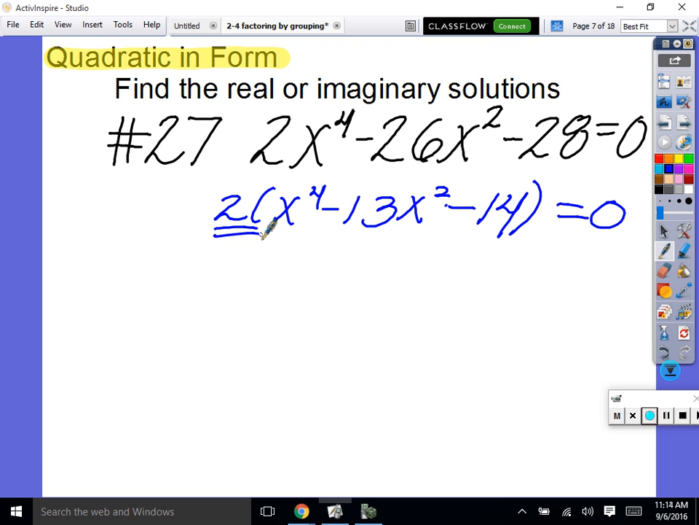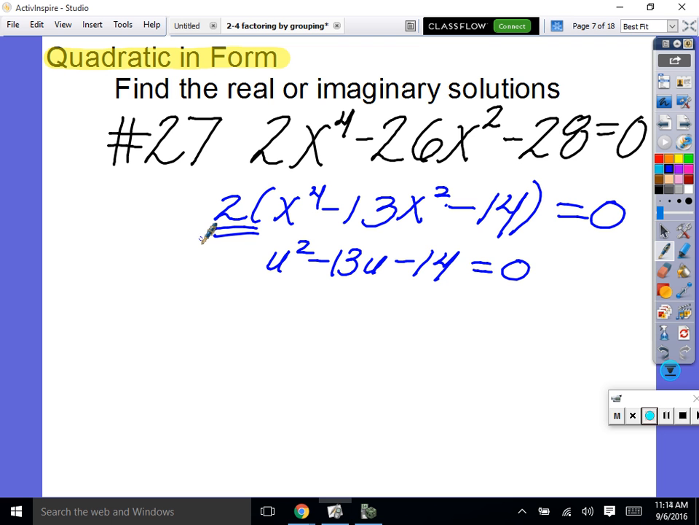There's 3 terms, nothing more in common. It's quadratic in form. So we have u squared minus 13u minus 14 equals 0. We're going to solve the quadratic by factoring. You ignore the 2. For solving, we can ignore that 2 because it doesn't have a variable, right?